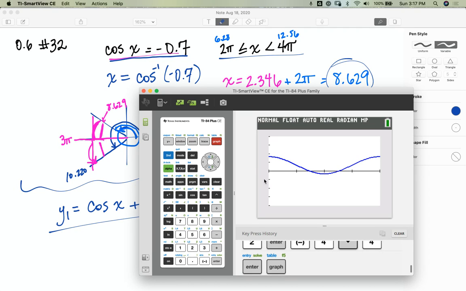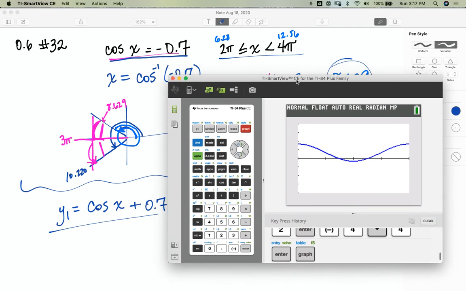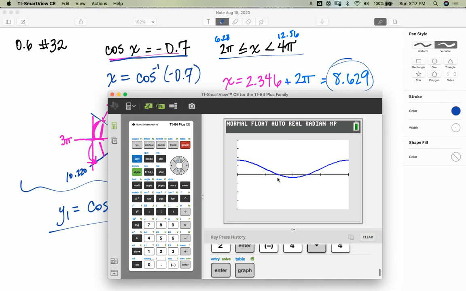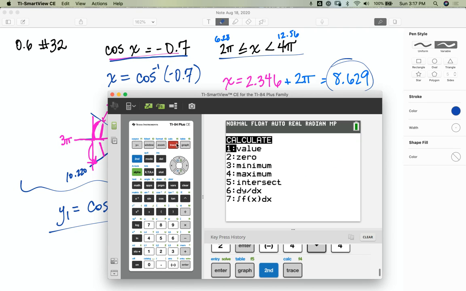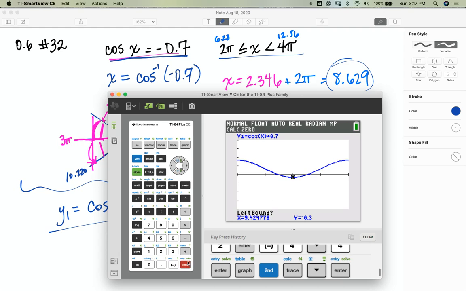That graph's quick. So there we have it. And since we have in our work that this equation is equal to 0 now, all we really want to do is locate the zeros of this equation. And we can do that, again, using the calculator by using the calc menu. It's above trace. It's F4. So we've got to hit second calc. And then one of the options here, option 2, is 0. So we can find the zeros.